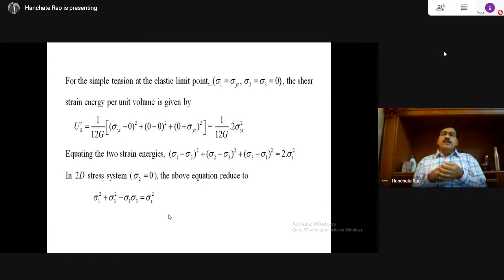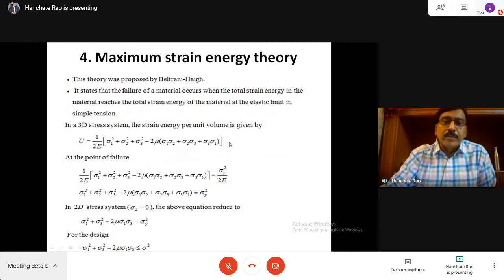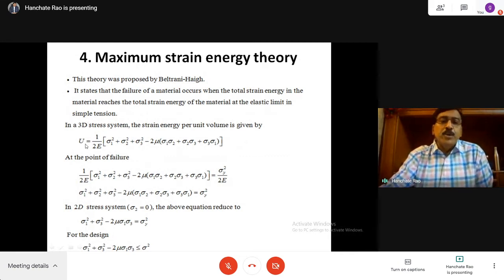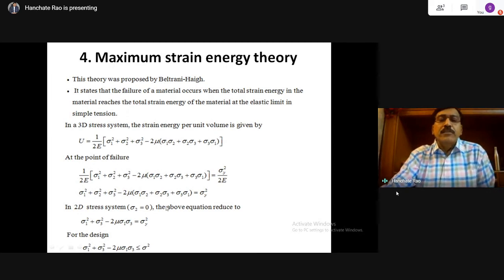Similarly, in the strain energy theory, we have sigma 1, sigma 2, sigma 3, three principal stresses. We compare the strain energy per unit volume. Remember, you can also write U is equal to 1 by 2 sigma 1 epsilon 1 plus 1 by 2 sigma 2 epsilon 2 plus 1 by 2 sigma 3 epsilon 3. That way you will get the strain energy. You can remember this or you can directly get it from the concept. So this is the strain energy governing equation.